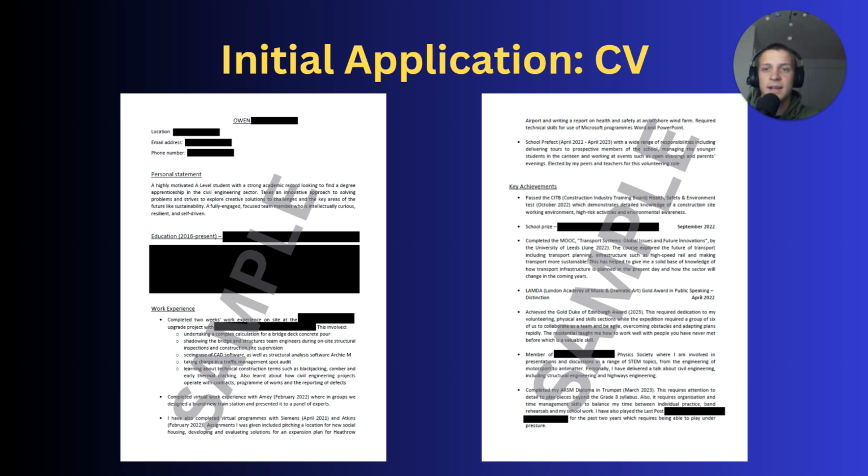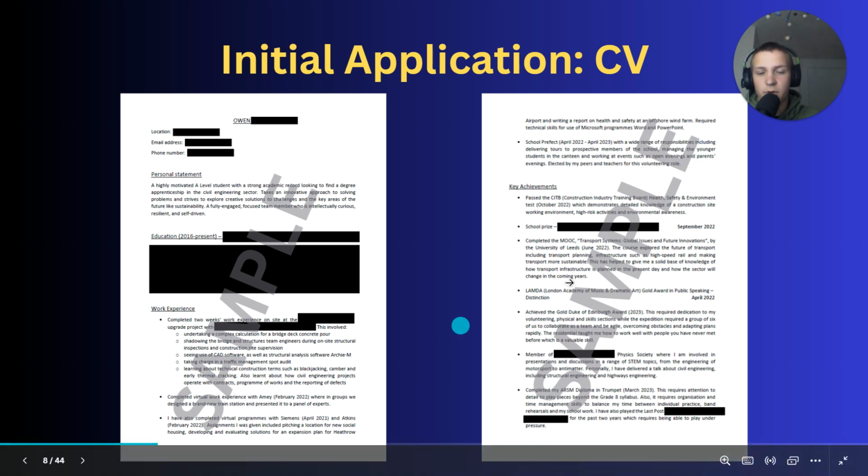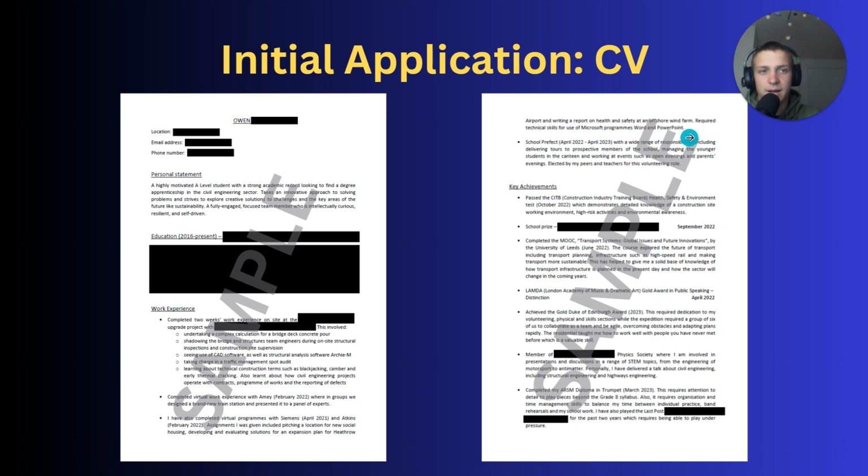So I'll show you an example here. This one that I was actually applying to had a specific required skill in there which said ability to use Microsoft programs. That's why this line, you see this on the top right, I'm talking about one of the work experience I did. I said required technical skills for use of Microsoft programs, Word and PowerPoint.